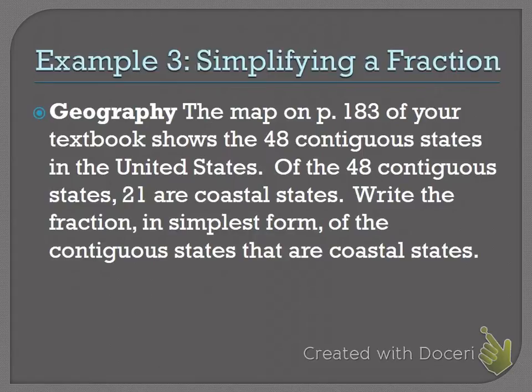Okay, so what two states are not connected? Hawaii and Alaska. They're still considered to be part of the United States, but they're not connected. So out of those 48, 21 are coastal. So write a fraction in simplest form of contiguous states that are coastal states. So coastal to contiguous. Write the fraction. Coastal to contiguous.